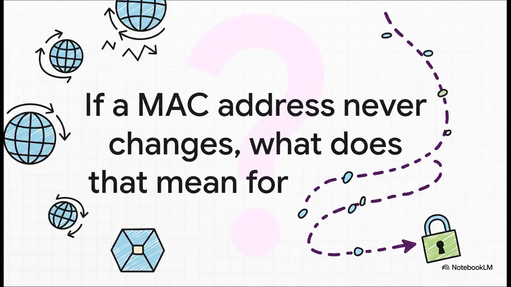So that leaves us with one last, kind of big question. Your IP address changes all the time, right? It gives you a little bit of anonymity as you hop from network to network. But your MAC address, that's always the same. It's a permanent breadcrumb tied directly to your physical hardware. So if that address never ever changes, what does that mean for your digital privacy?